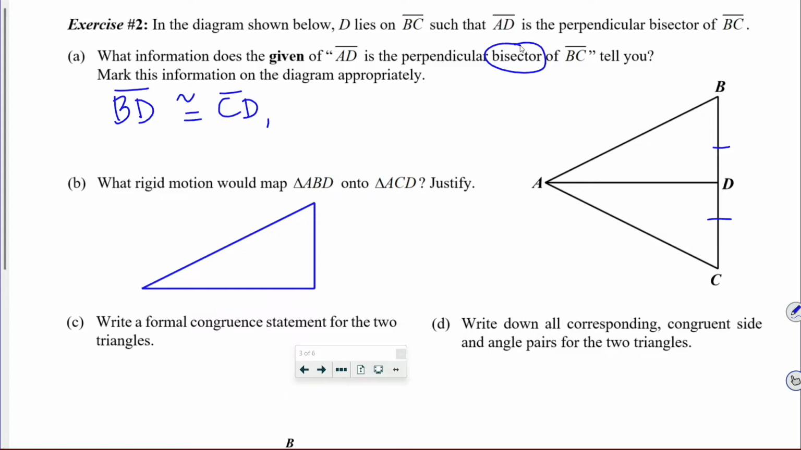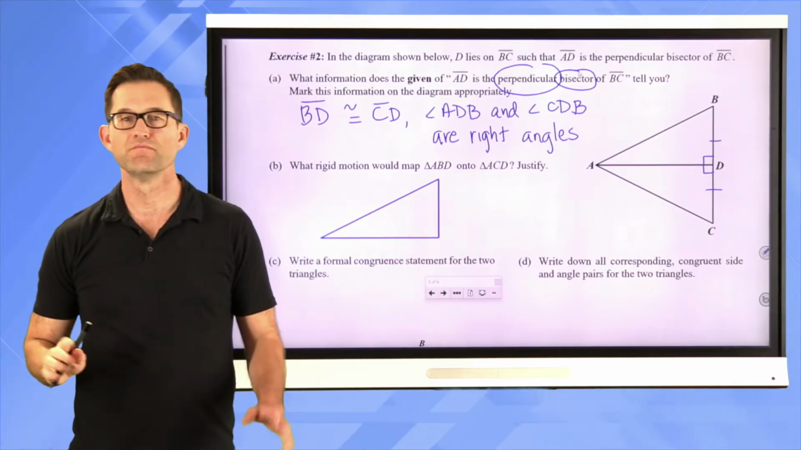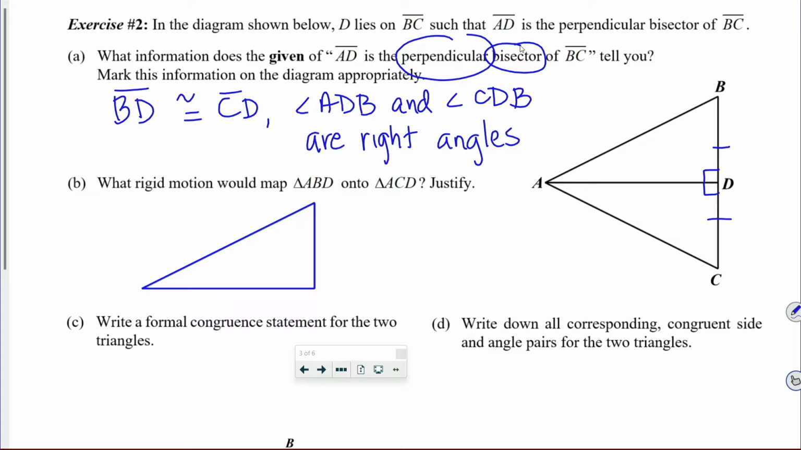That's the bisector portion. The perpendicular portion, of course, tells us that these 2 angles must be right angles. So in other words, angle ADB and angle CDB are right angles. Right? They're right angles. Simple enough. Letter B. What rigid motion would map triangle ABD onto triangle ACD? Justify.